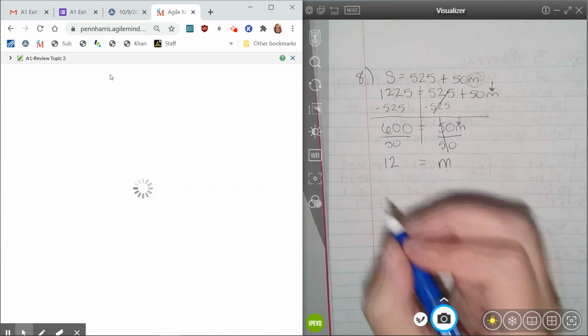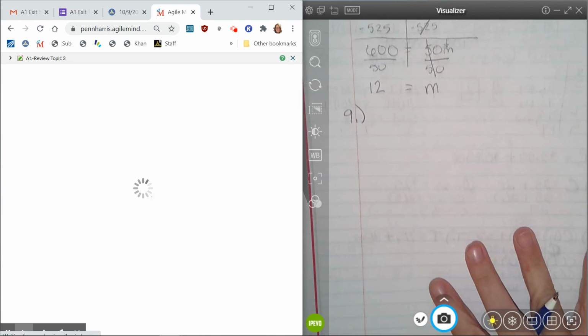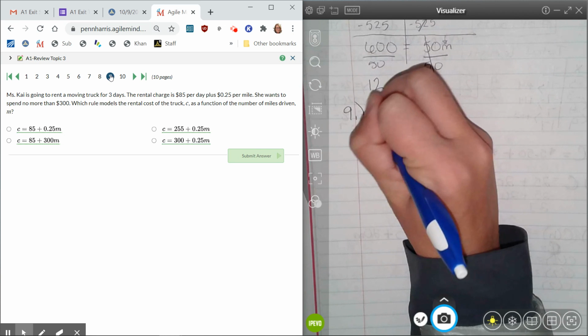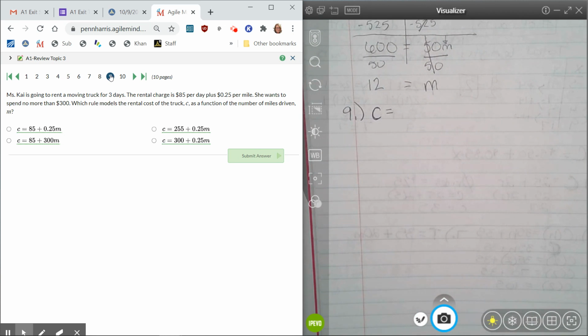Question 9. Miss Kai is going to rent a moving truck for 3 days. The rental charge is $85 per day plus 25 cents per mile. She wants to spend no more than $300. Which rule models the rental cost of the truck? The total cost of the truck, C, equals, as a function of the number of miles driven, M. So what does it cost for a rental truck? It costs $85 per day.